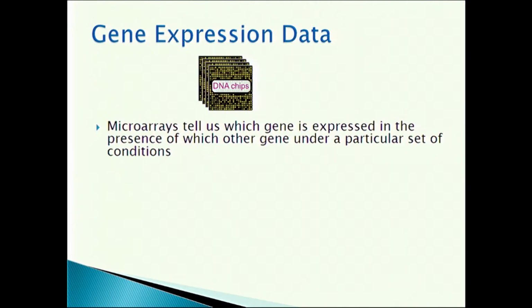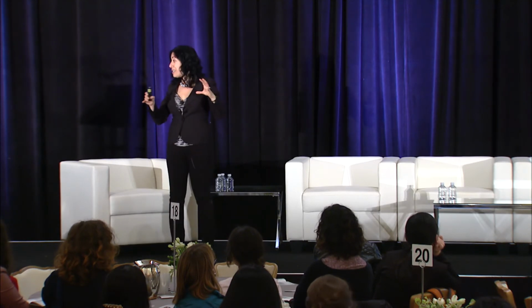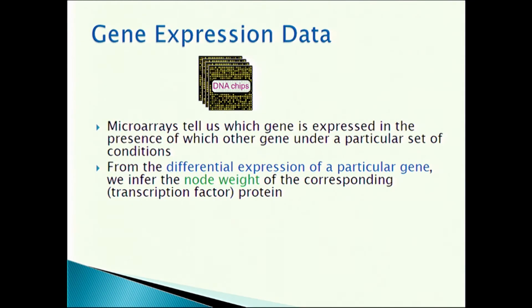What we do is, as I said, I'll just talk about the gene expression data. Microarrays tell us which gene is expressed in the presence of which other gene under a particular set of conditions, for cells in vitro or something happening in vivo, and I get a snapshot, a snapshot, a snapshot. Because I'm a physicist, I think of this as a snapshot of a spin glass, another snapshot of a spin glass, another. So snapshots of the same kind of system, but a little bit different. Each one of these snapshots is a different realization. And then from the differential expression of a particular gene, say this gene happens to be way underexpressed or way overexpressed in this particular set of conditions, I say, wow, that one's way overexpressed. It probably has something to do with the pathway that I'm looking at. So I infer a node weight from that.